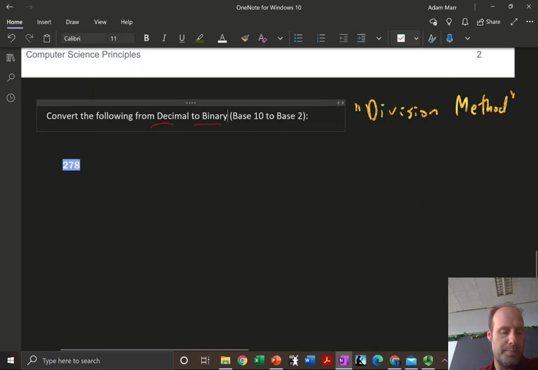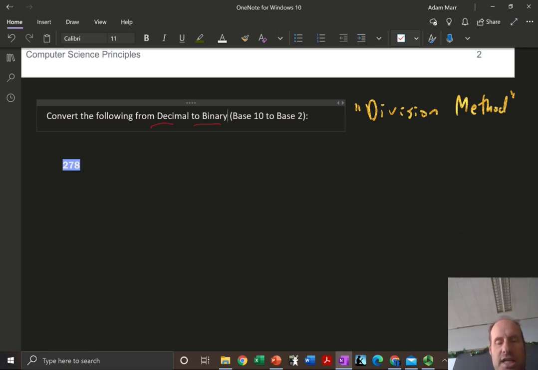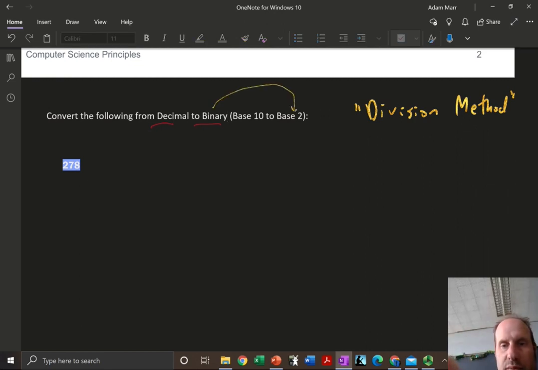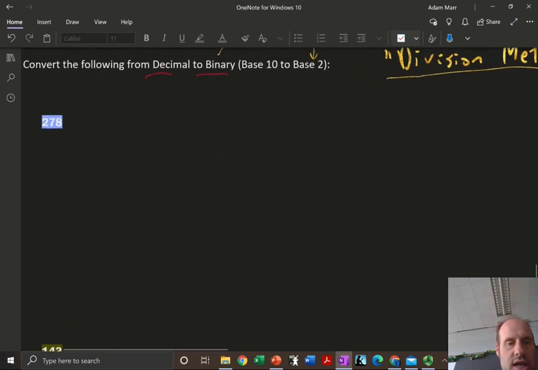I'm going to show a better method for converting from decimal to binary. Okay, let's take a look here. Decimal is base 10, binary is base 2, of course. Since we are dealing with base 2, remember, we're going to use something called the division method. What we do is repeatedly divide by 2 and get the remainder.